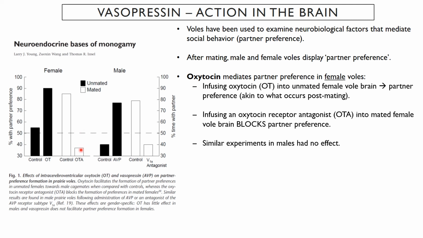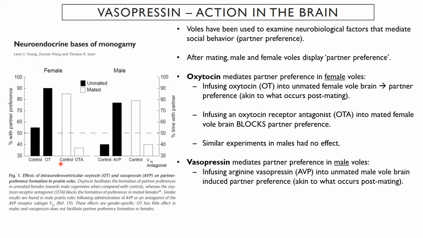Instead, in fact, it almost looks like she's spending more time with the other partner. When you do this experiment in males, it didn't have any effect. So this seems to be a female-specific behavior, and it seems like oxytocin is regulating this process in prairie voles. Vasopressin seems to be the mediator of partner preference in male voles.